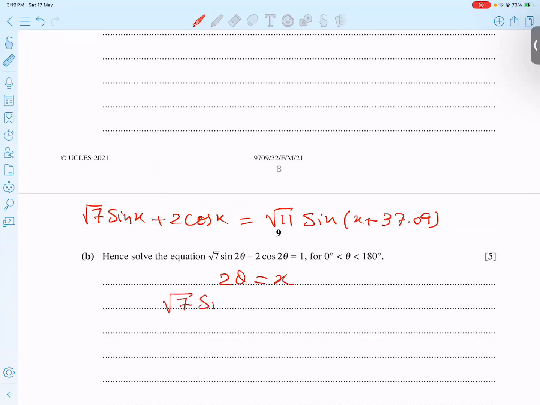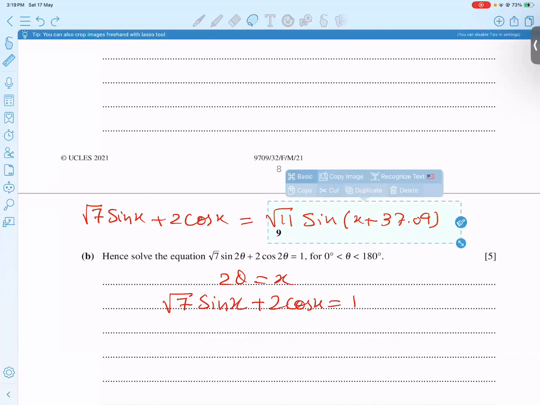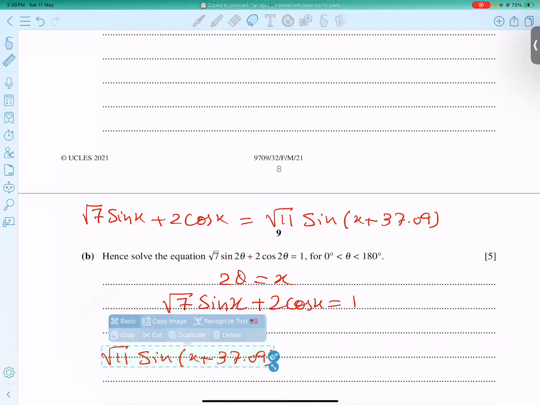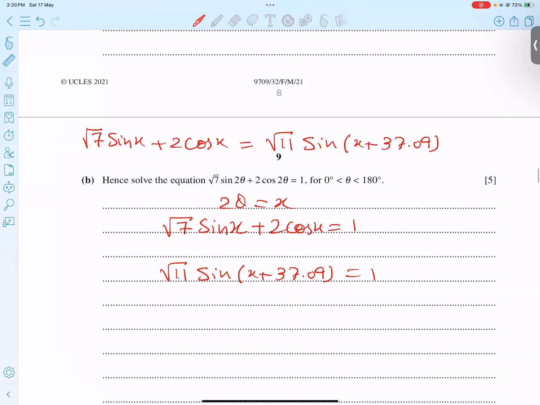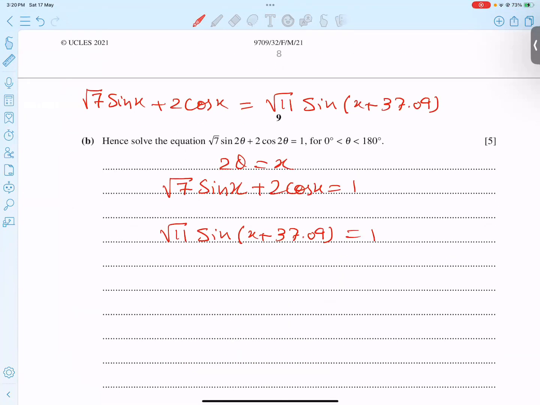root 7 sine x plus 2 cos x equal to 1. Is it fully matching or not? Exactly matching. So this value I'm completely copying in the place of the left hand side. And now I'm going to solve for x here. Root 11 will divide, and I'll get, for a while taking this as alpha, sine inverse of 1 over root 11.